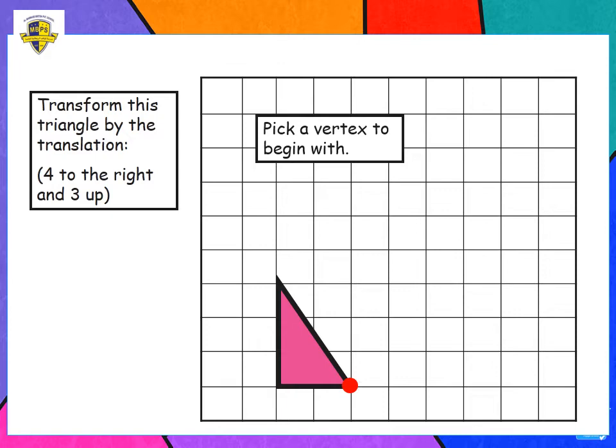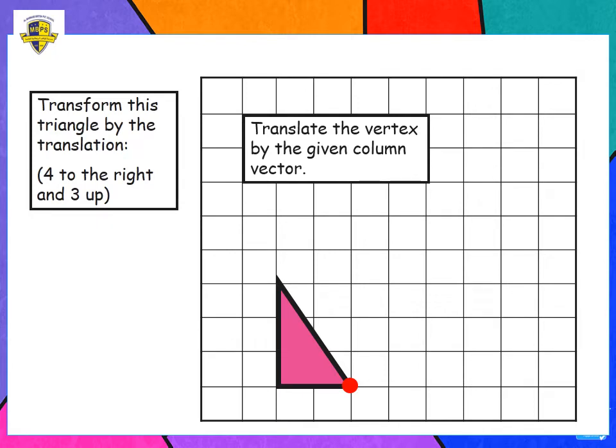Now, after we choose, let's do the translation. First, we have to move it 4 steps to the right. So let's move 4 steps to the right. Then 3 up. This is 3 up. And here we put a new red point. So this is the new point after the translation.